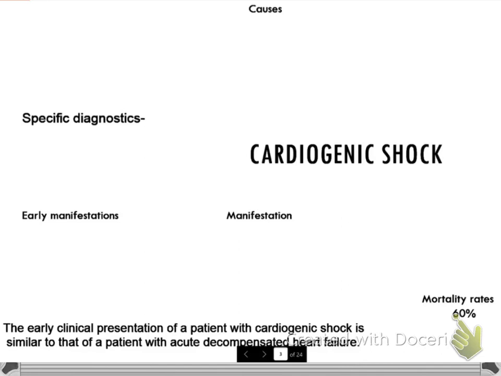Specific diagnostics would be your echo, your EKG, the troponins. Other things that we'll also get: lactate level, ABGs, BNPs, glucose, BUN.